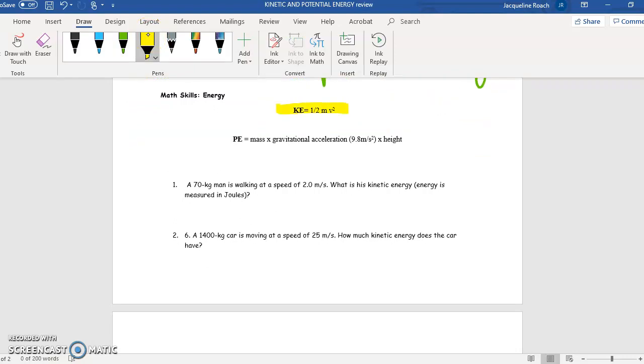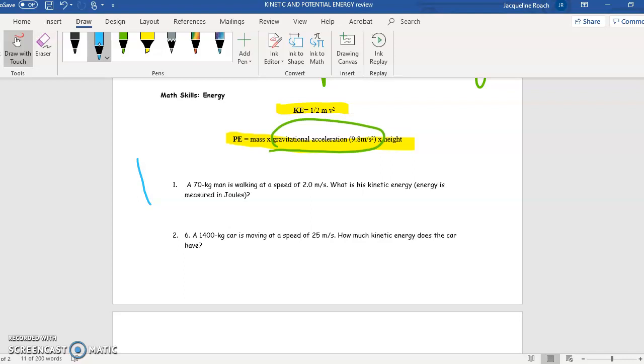Remember, kinetic energy is 1/2 mass times velocity squared. Potential energy is mass times gravitational acceleration. Remember, on Earth, it's always 9.8. You're not always going to be given that. You have to memorize that. Whenever you have a potential energy, gravity is always going to be 9.8 if it's on Earth. If we're on another planet, they will give you the gravity, but not always for Earth. So make sure you memorize that.